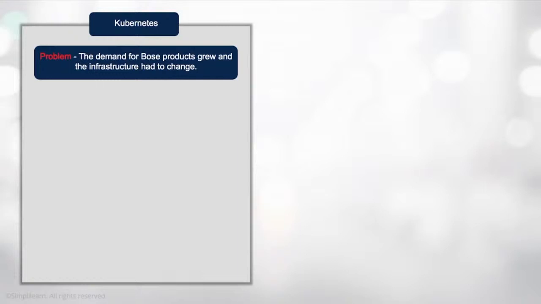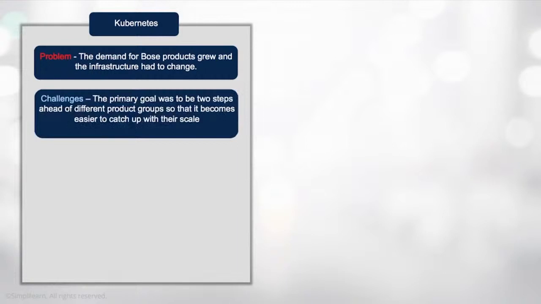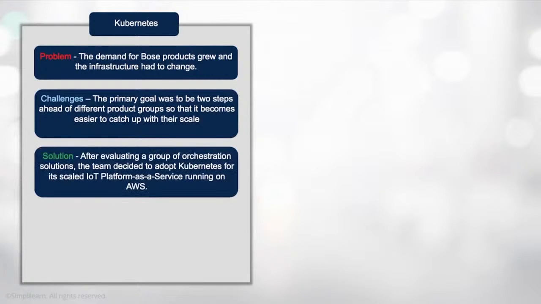And Bose had a large catalog of products that kept growing and their infrastructure had to change. So the way that they looked at that was actually establishing two primary goals to be able to allow their product groups to be able to more easily catch up to the scale of their business. So after going through a number of solutions, they ended up coming up with a solution of having Kubernetes running their IoT platform as a service inside of Amazon's AWS cloud service.